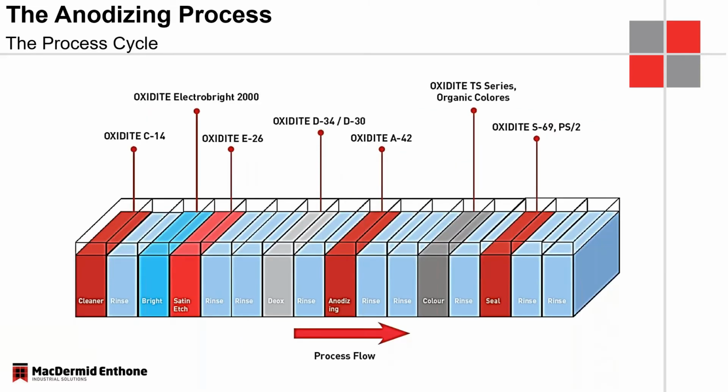So this is what it looks like as a process flow. If we were to design an anodizing line, again from the cleaners, then the choice of bright dips or satin etches, going through the deox, the anodizing, coloring or dyeing, and then through the sealant and the final rinses.